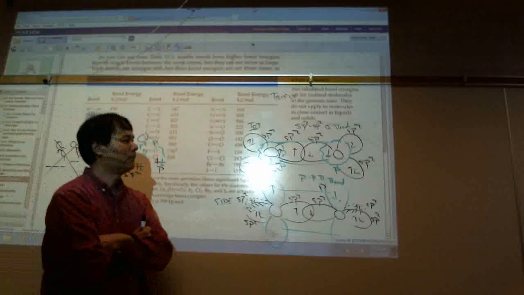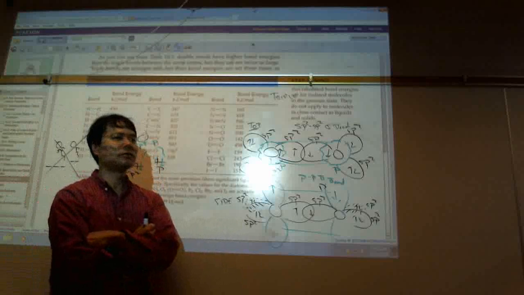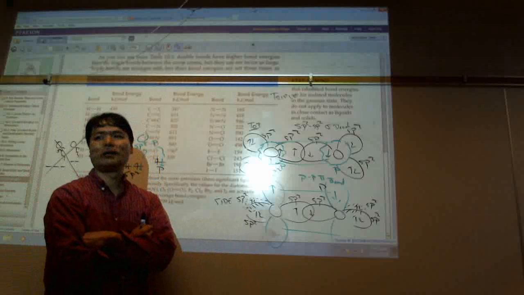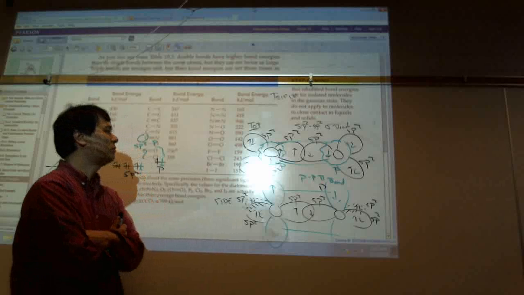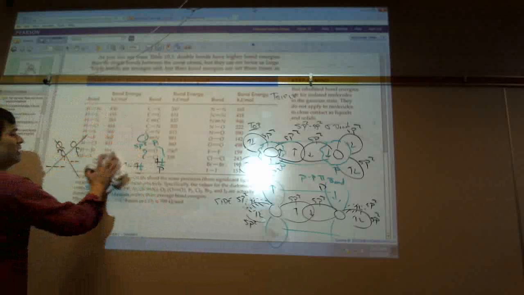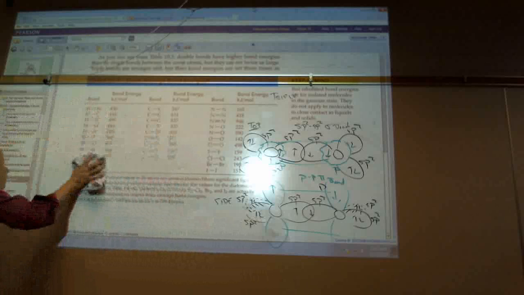So, are you okay with this? You know what this tells us? Why do we do this? Why do we go through all the trouble of doing this? So that we could visualize what? Electron density, the electron cloud. And how would you visualize the electron cloud on O2?